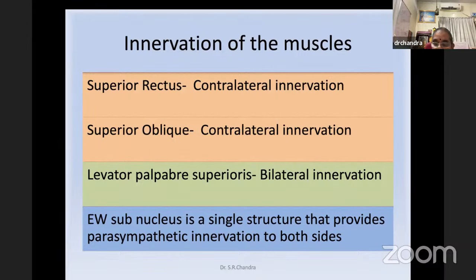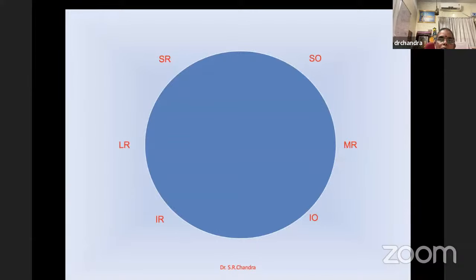So this is the diagrammatic representation of the various muscles. You can see superior muscles, they will intort. Inferior muscles, they will extort. Vertical recti, they adduct. Vertical obliques, abduct. Medial rectus is medial movement, lateral rectus is lateral movement.